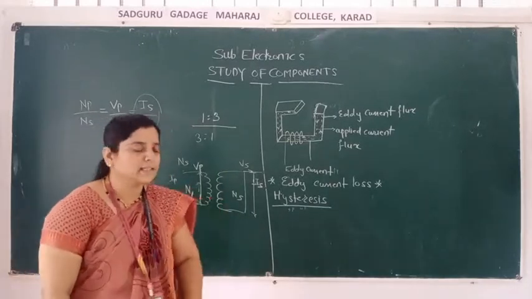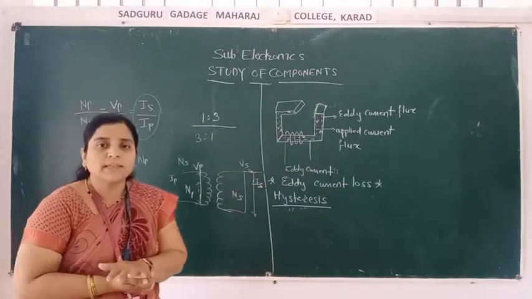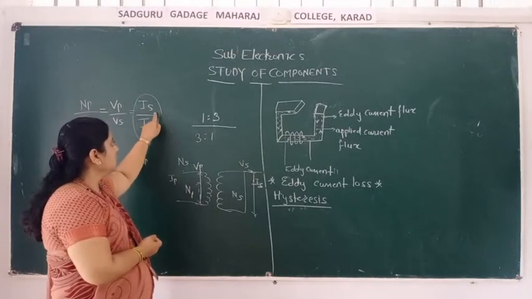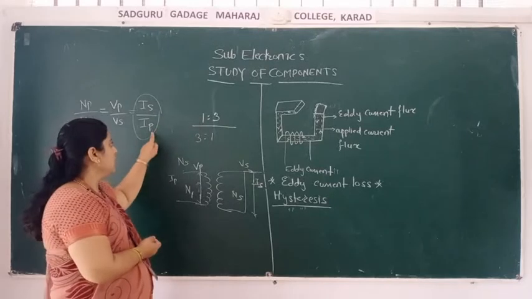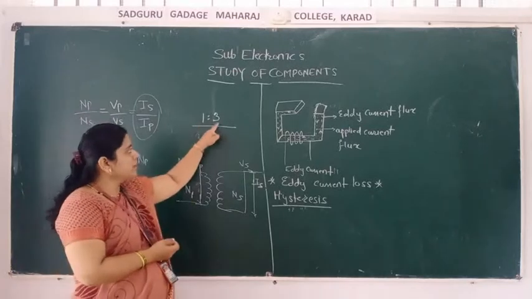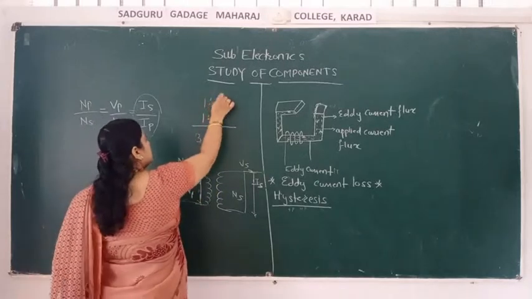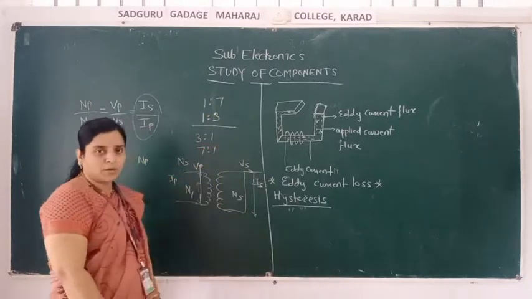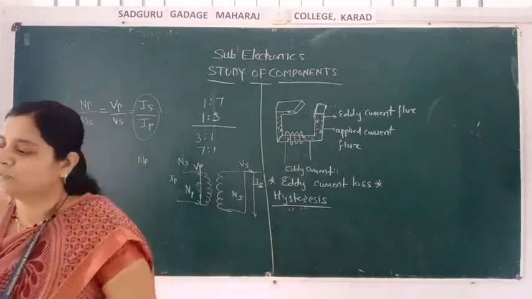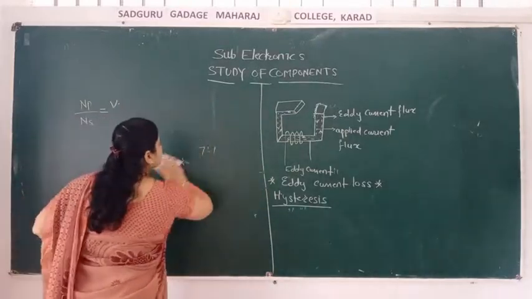Okay, all of you understand this? In some examples the current ratio is directly given as 1:3. Then if you take the value as it is, Is upon Ip, Is is 1 and Ip is 3, so the example will be wrong. Therefore, whenever 1:3 is given, you have to take the opposite, 3:1. If 1:7 is given, then you have to take 7:1. I want to remind you of this concept because the current of the secondary is higher than the current of the primary.